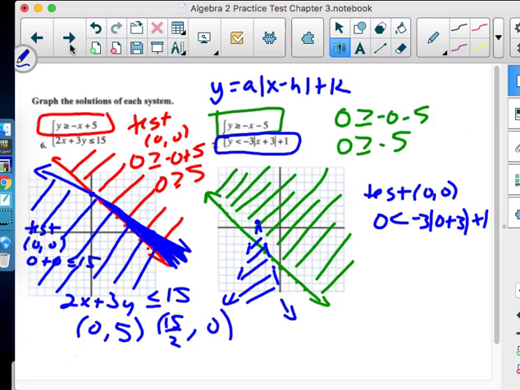Zero plus 3 is 3. The absolute value of that is 3. Then we'd get -9 plus 1. 0 is less than or equal to -8. We know that's not true. So if we can't shade 0, 0, we have to shade inside. All right, now find where that really, really dark shading should go.